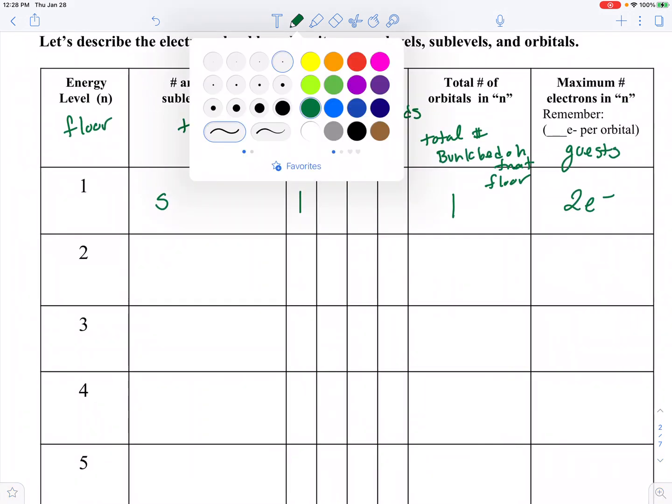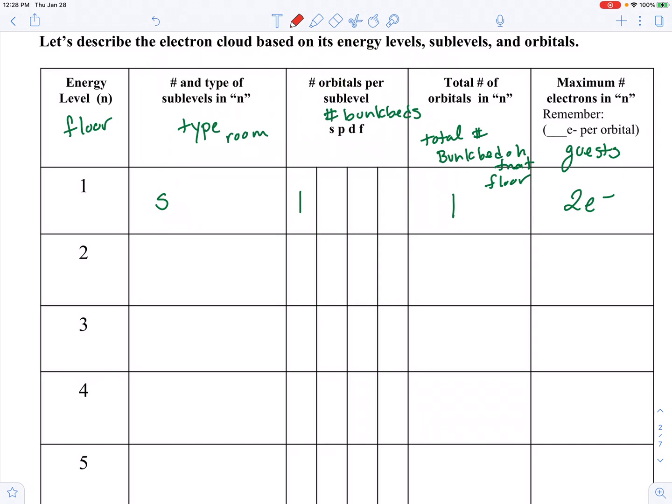The second floor, so if I move up to my next floor, actually had a sunny room and a pink room, or an S sublevel and a P sublevel. Now the sunny room only has the 1 bunk bed in it. That's what makes it the sunny room. The P sublevel actually has 3 bunk beds in it, or 3 orbitals. So those 3 different barbell shapes exist on the P sublevel. That means on that energy level I have 4 total orbitals, and that means on the second floor I could hold a total of 8 electrons, or 8 guests.